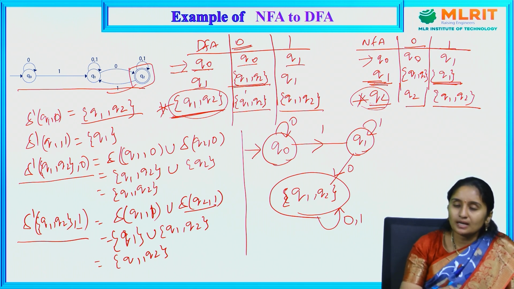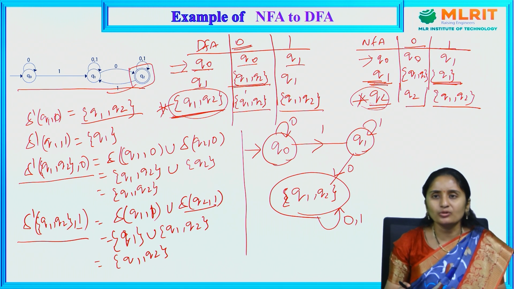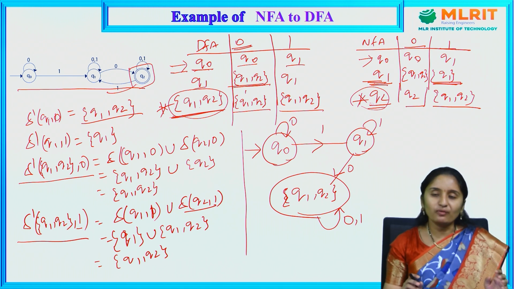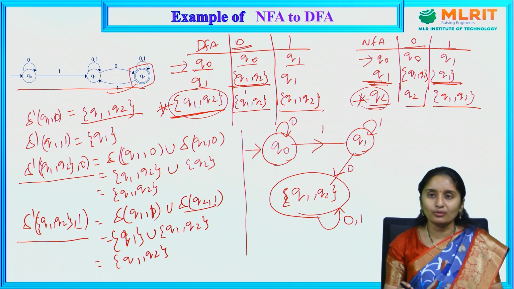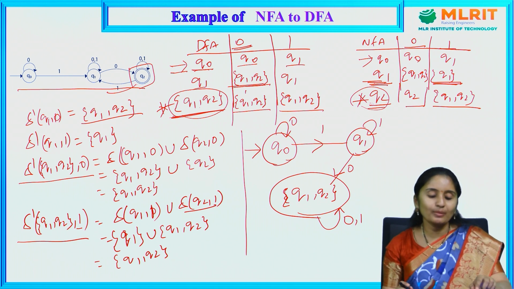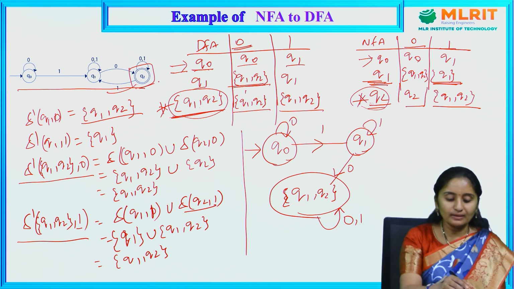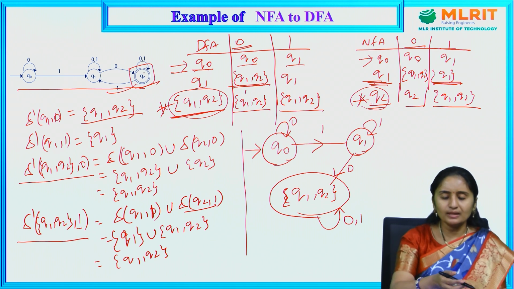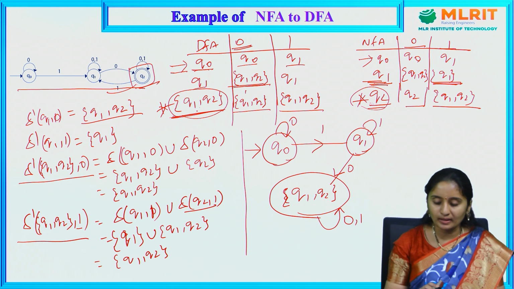So what is the starting state in my DFA diagram? Q0 is my starting state. The starting state does not change between the NFA and DFA diagram. Only the final states may be added. The existing final state stays as it is, and if we find any other final states, we include those. But in this diagram, we are not getting a Q2 state alone in the DFA. Here I have only Q1, Q2 as my final state.